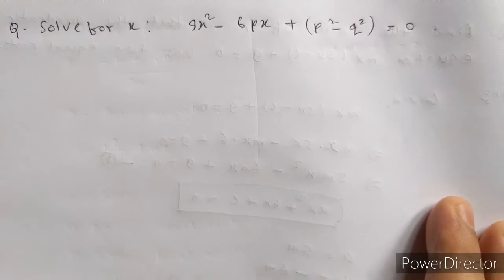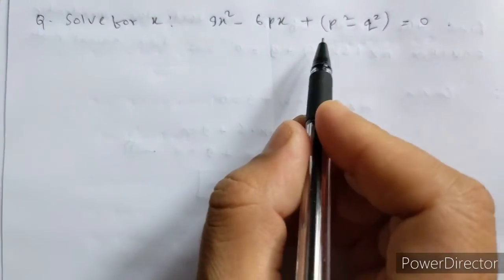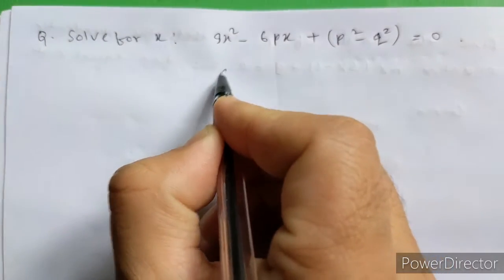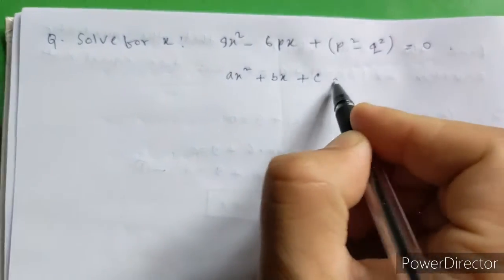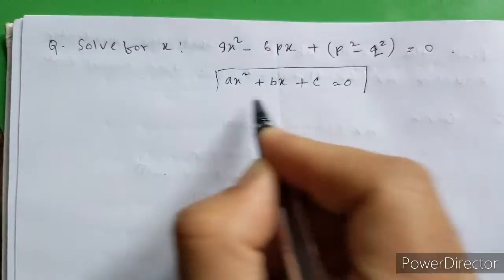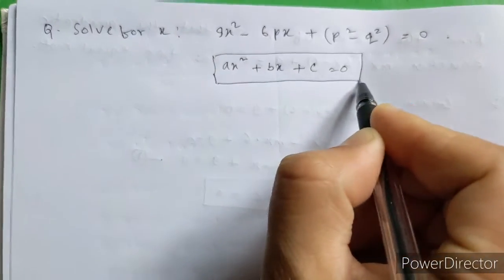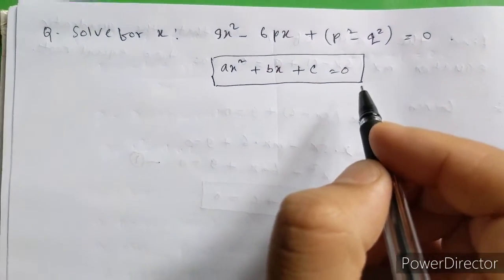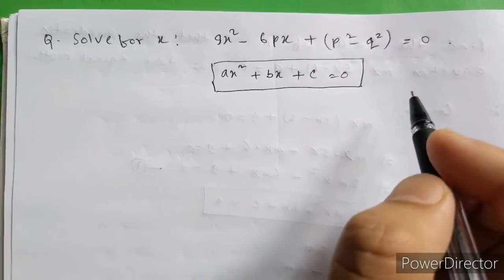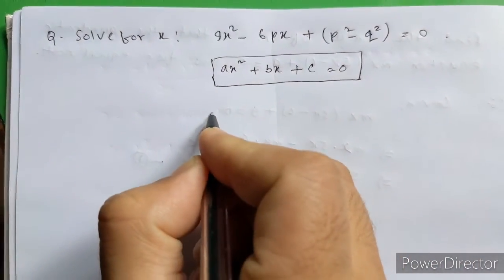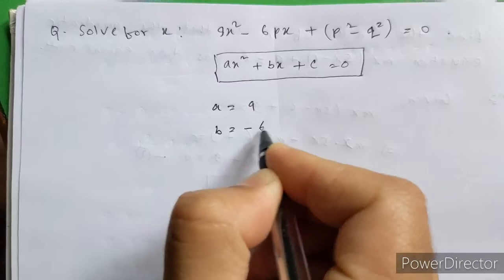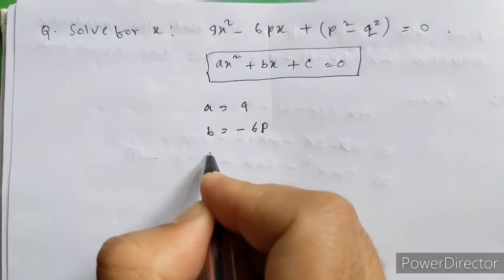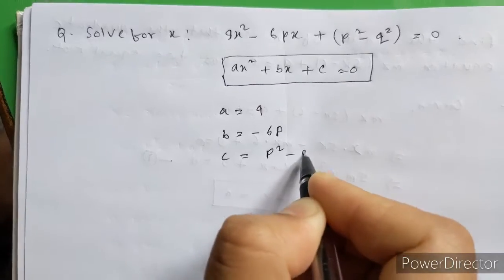So next problem, solve for x. We have to find the value of x. Okay, so this is a form of quadratic equations. This is a form of quadratic equation: ax square plus bx plus c is equals to 0. Why I am writing this? Because it will be very easy to understand. It will be very easy to compare the given equation with the general form of the quadratic equation. So I can write a is equals to 9, b is equals to minus 6p, and c is equals to p square minus q square.